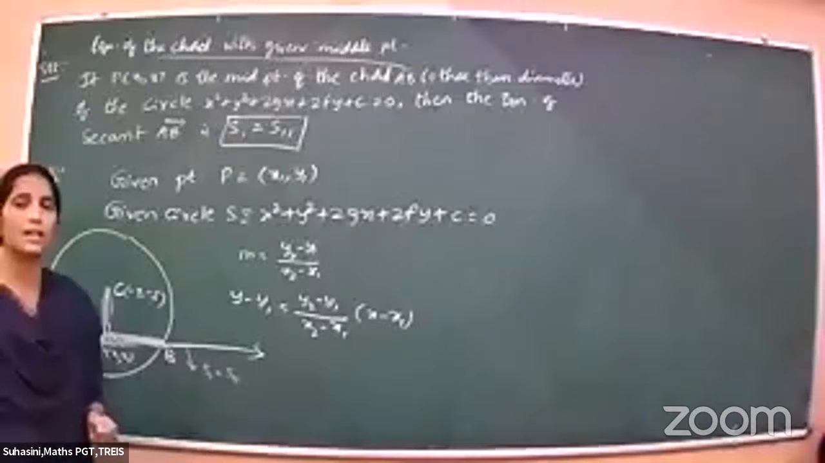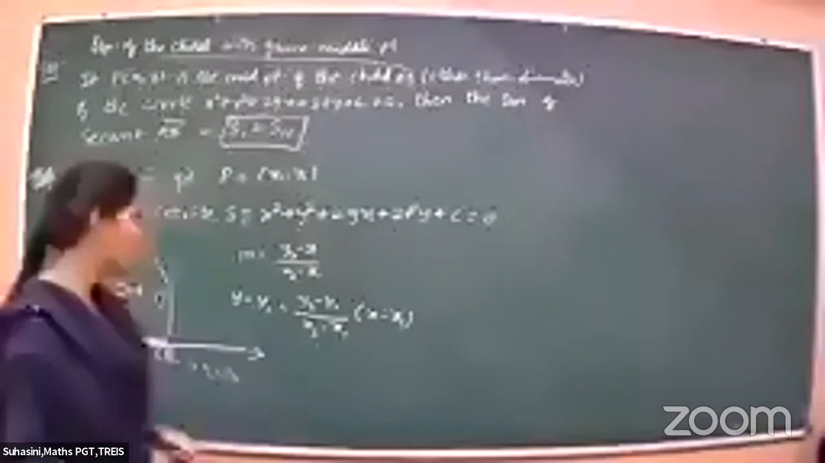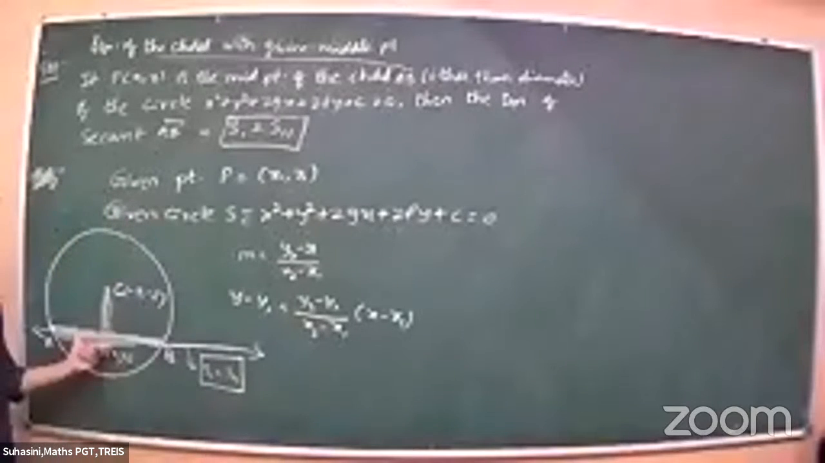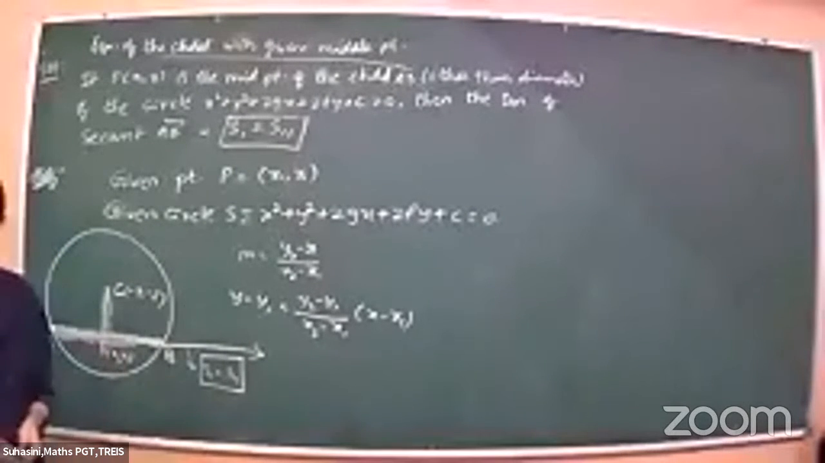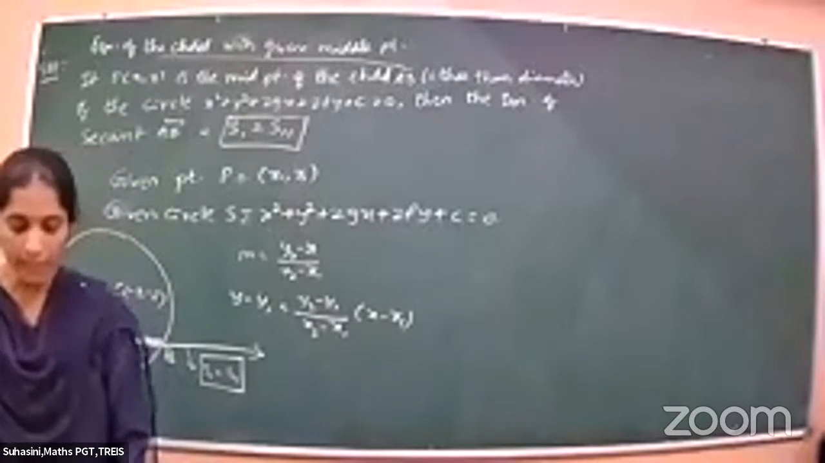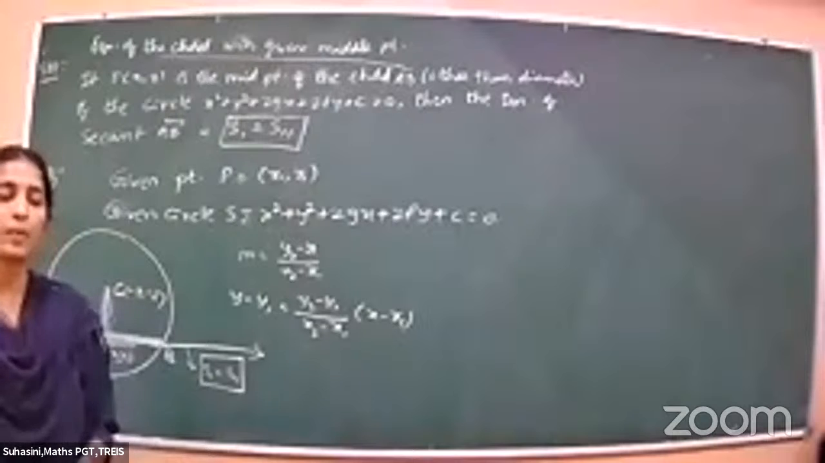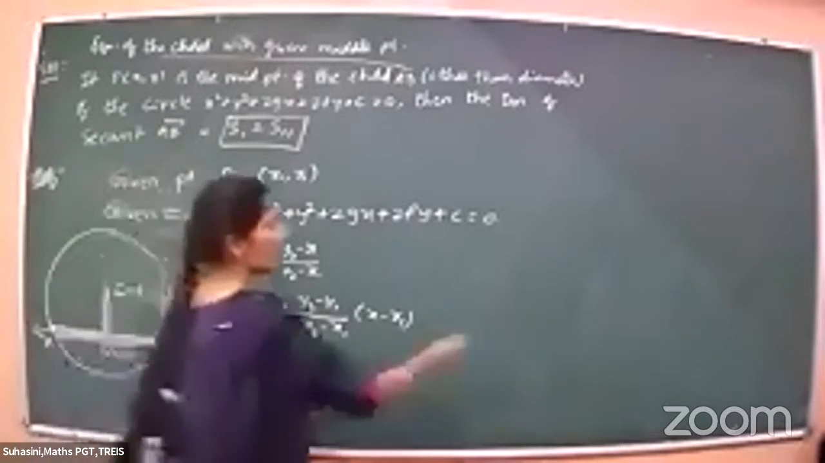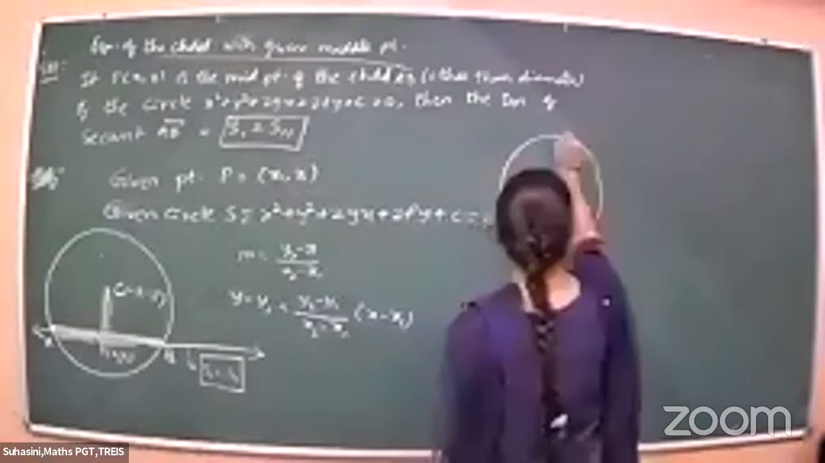Just go through this theorem given in the textbook. I have provided you the outline of why S1 is equal to S11 will be the equation of this chord. And do a problem on this concept. Children, after this we have an example problem: find the midpoint of the chord intercepted by the line. Using this concept, we will do some problems.